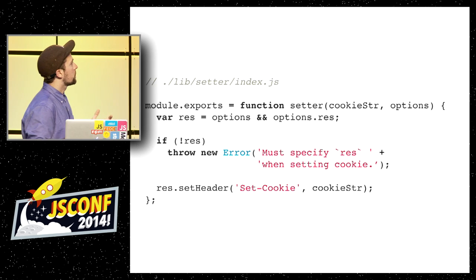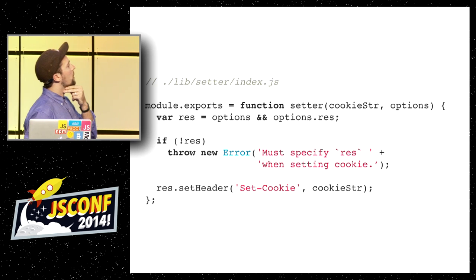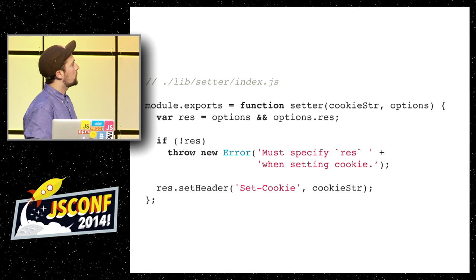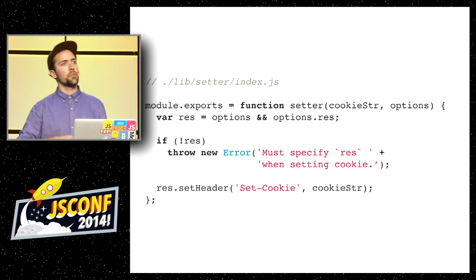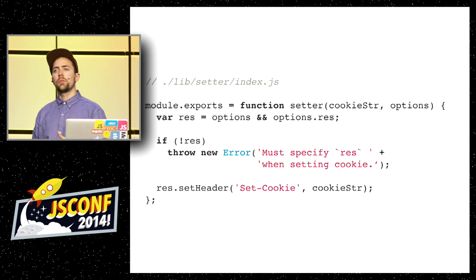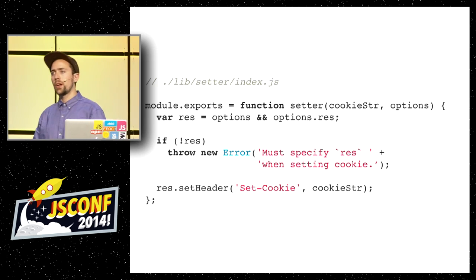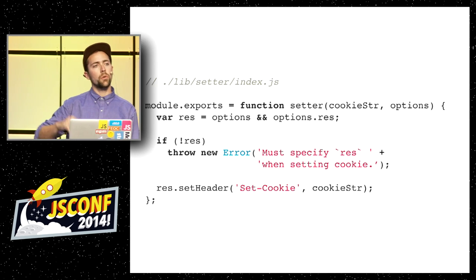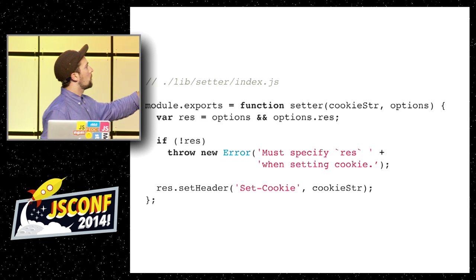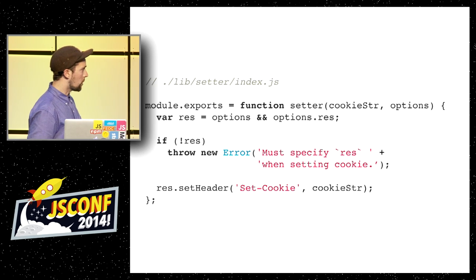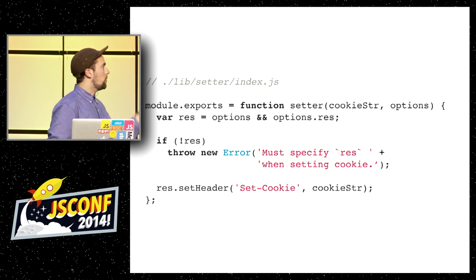So here's what the node version looks like, lib setter index.js. It takes that cookie string and the options. One thing I didn't mention is, with node, you can't just set a cookie, right? You can't do anything with HTTP without the context of a specific request or response. So that's one big difference between the client and the server. On the client, it's all global, right? You're only ever dealing with one context, one user session. On the server side, you could have hundreds of user sessions happening at the same time on your server. And so you always have to inject through the request or the response. So the API for the server side, you would add a res, a response option, to the options argument. And if you don't supply that, we'll throw an error. But basically, we're just saying response.setHeader, set-cookie, and the cookie string.